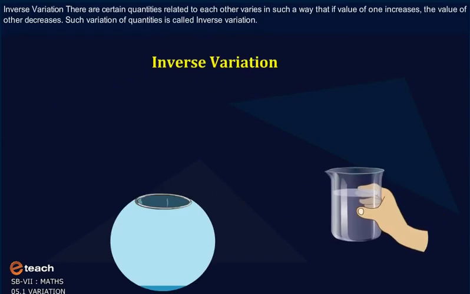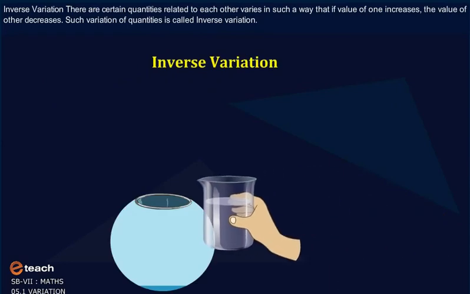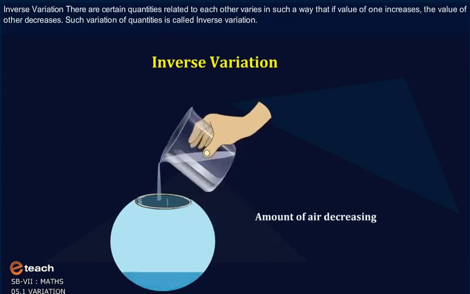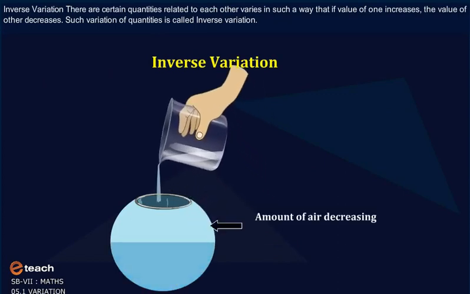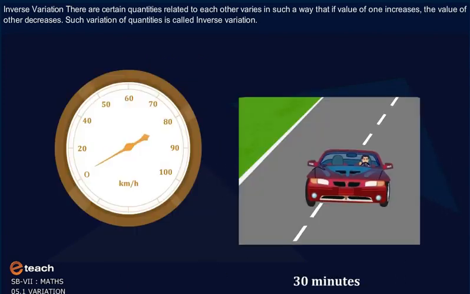Inverse variation. There are certain quantities related to each other that vary in such a way that if the value of one increases, the value of the other decreases. Such variation of quantities is called inverse variation.